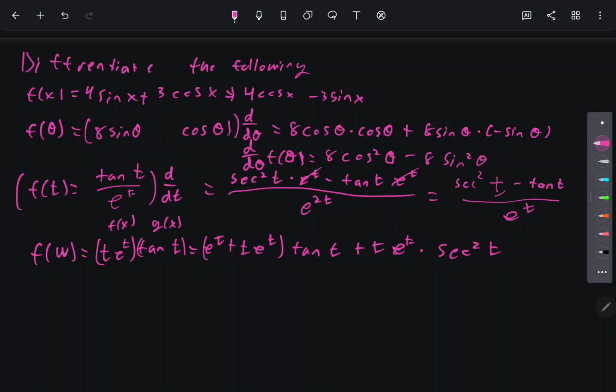Even though this function was supposed to be in terms of w, apparently I just really like my t's and my x's more than my thetas or anything else like that. Alright. Now, I don't think this is going to become very much simpler, so I'm just going to leave that as is.